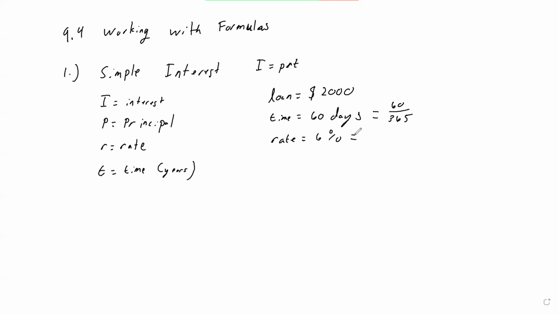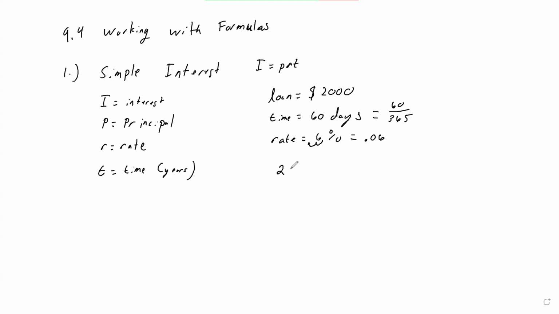Also, you can't multiply actual percents. Does anyone know how to turn a percent into a decimal? Good. You just go two places to the left, or you could divide by 100. Either way works for you. So this ends up actually being 0.06. So those are the two steps you have to do, and then after that, you just plug it in. So my P is going to be my original loan, so that's my principal amount.